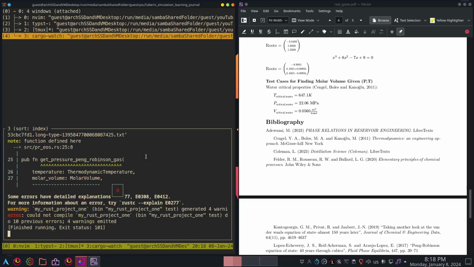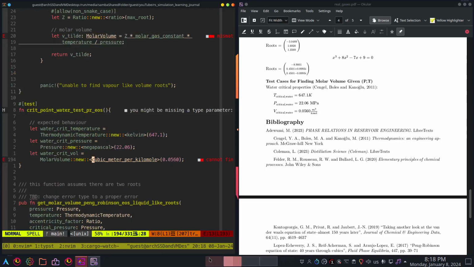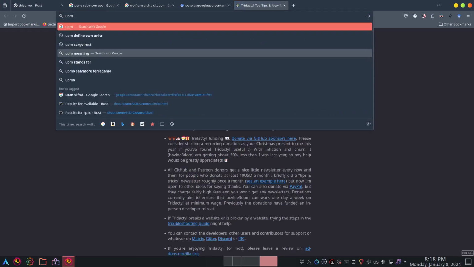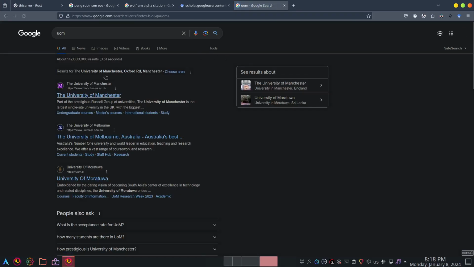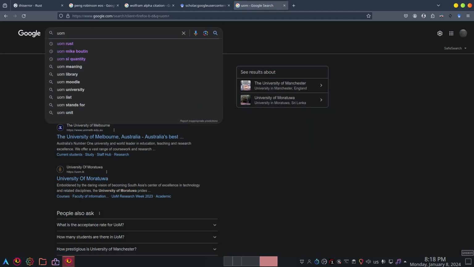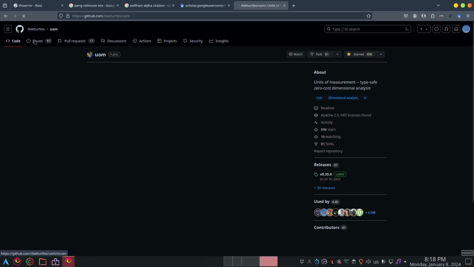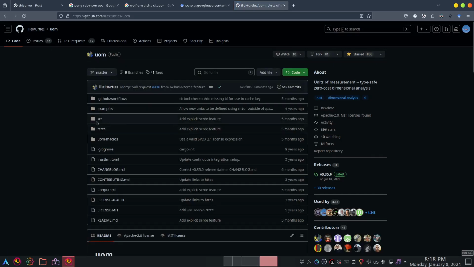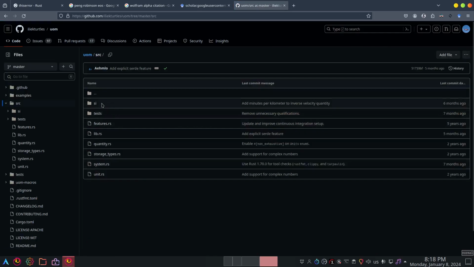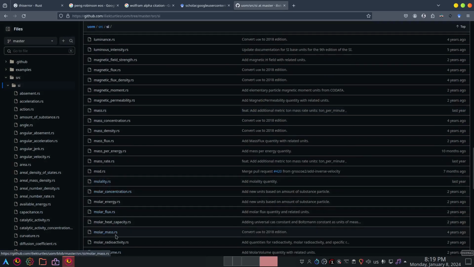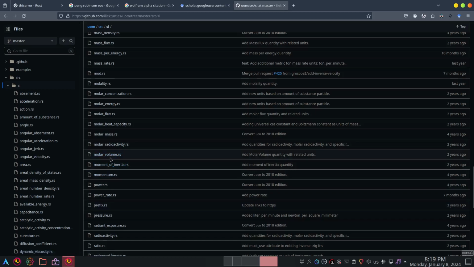Let me go and find this online to see. Right, here it is. I'm going to go to the uom Rust GitHub, so pardon me, skip this part if you get bored. Then we can see what units there are. I'm going to go to source, SI, and let's go to molar volume.